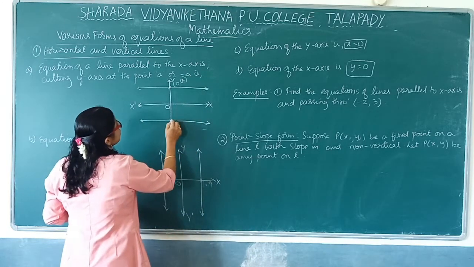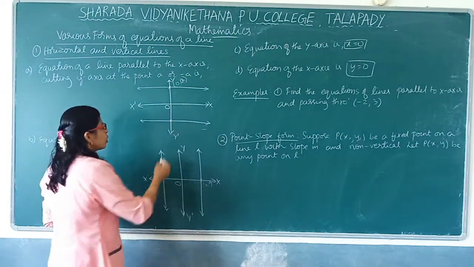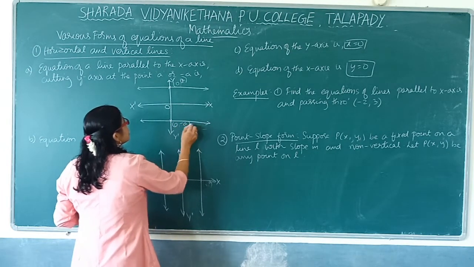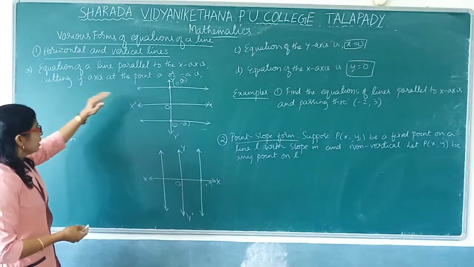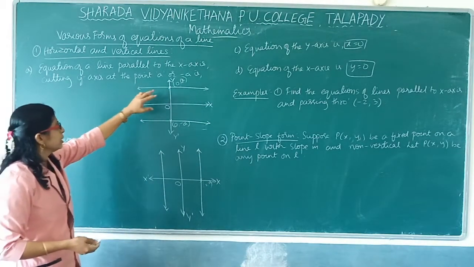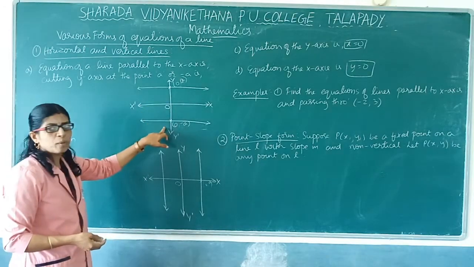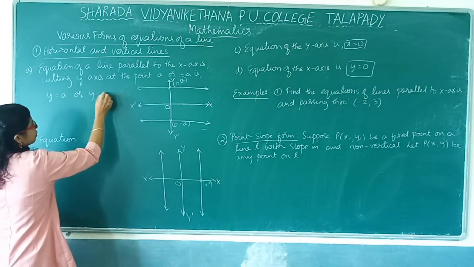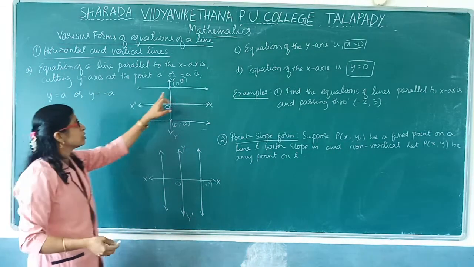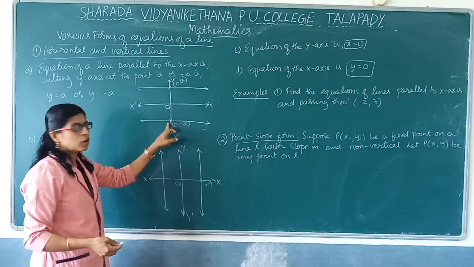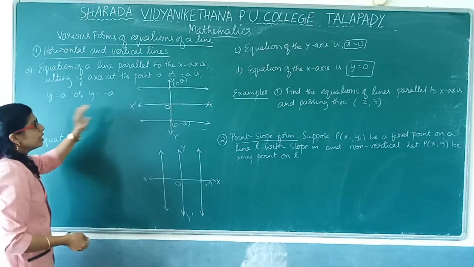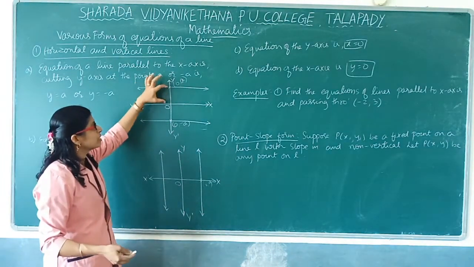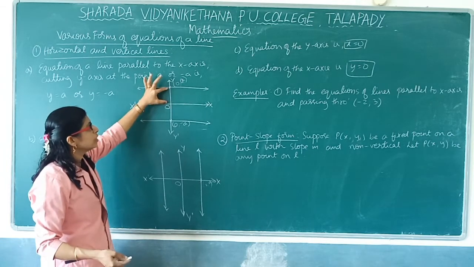Okay? And suppose it is below the origin. Below the origin means what? Negative part, the negative y-axis. Suppose this is 0 comma minus A. So the equation of any line parallel to the x-axis intersecting the y-axis at a point A or minus A is given by either y is equal to A or y is equal to minus A. Understood? Because its y coordinate is A here and here the y coordinate is minus A.